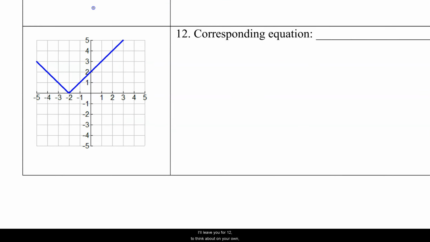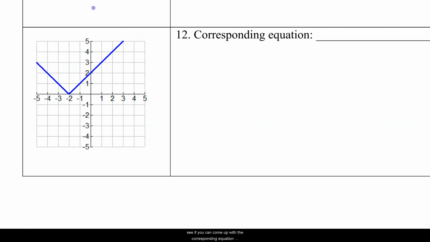I'll leave you for number 12 to think about on your own. See if you can come up with the corresponding equation for problem number 12.